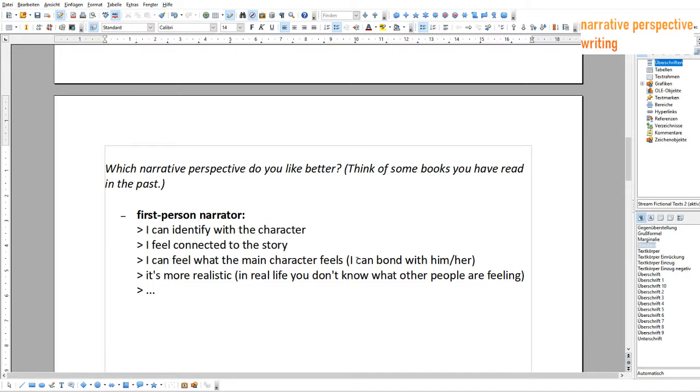Yes, and I will just do it like this because these are just some ideas, and maybe you have some more ideas or some more things that you feel when reading a story in a first-person perspective. So what about the third-person narrator? What could a person say when he or she likes this kind of writing? You could say that you get a better overview of the story, so you know overall more what's happening or better what's happening.